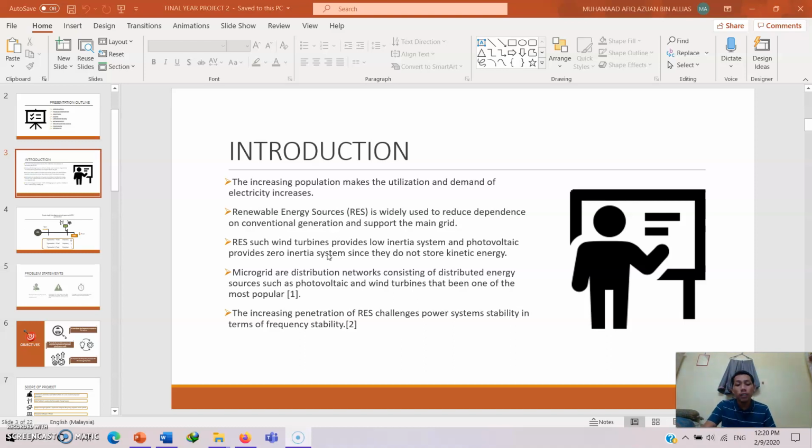Microgrids are distribution networks consisting of distributed energy sources like photovoltaic and wind turbine that have become one of the most popular. The increasing penetration of RES challenges power system stability in terms of frequency stability.